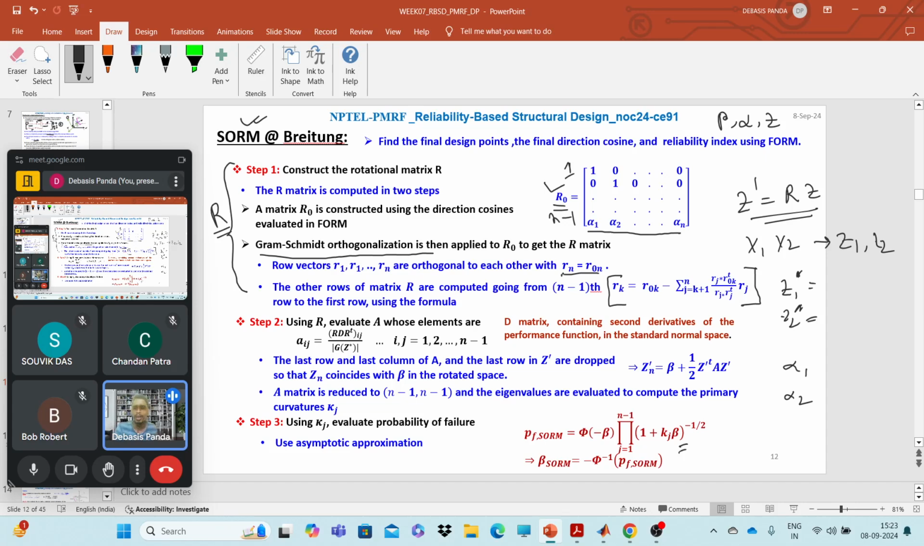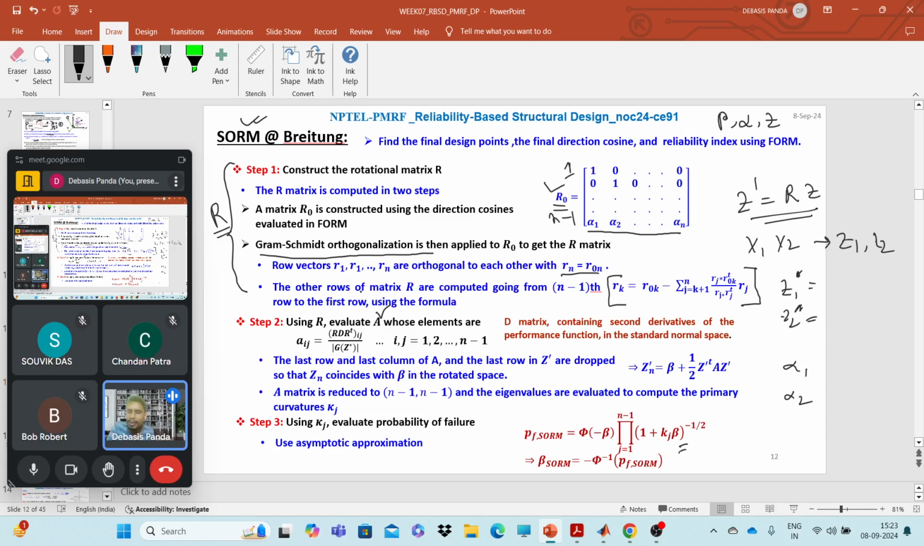Now, once we have the R matrix, we need to formulate the A matrix. Actually, in the A matrix, the information about the principal curvature is there. So how can we construct the A matrix? We have seen how we can construct the R matrix. Now we will see how to construct the A matrix.